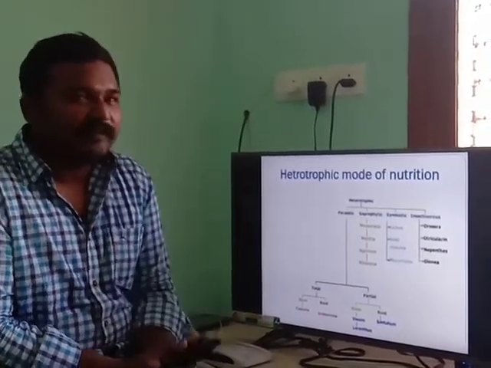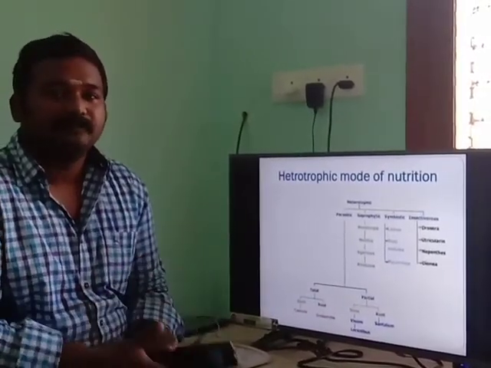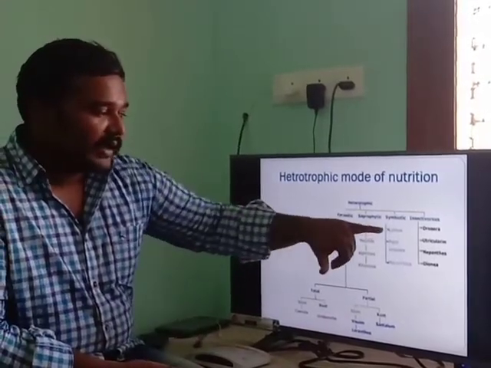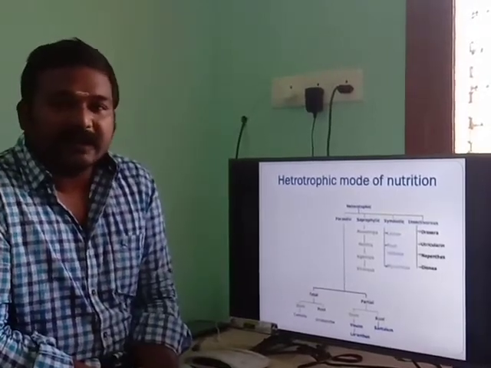And symbiotic. What do you mean by symbiotic? Symbiotic means they will help one another. They will mutually help one another. Example, lichens and rhizobium bacteria.